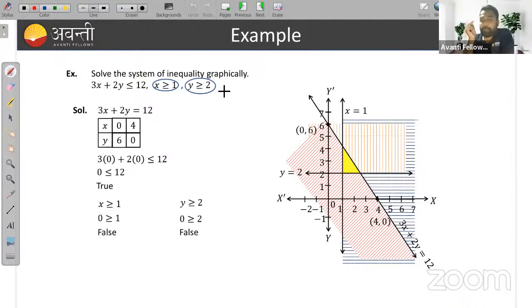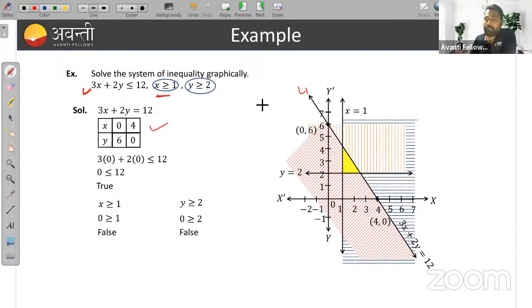Okay. So first of all, what should you do? We have to make this inequality into equality. Okay. So first of all, change the first one, 3x plus 2y is equal to 12. Make the table and draw the line. This is my line, suppose this is my line 1, and then because we have less than equal to, then we have to draw a dark line. Okay, then come to the second.